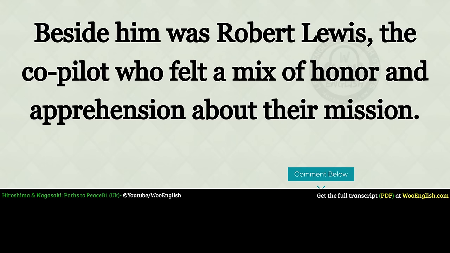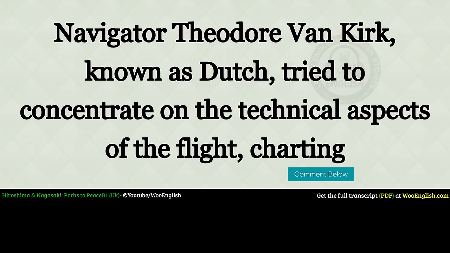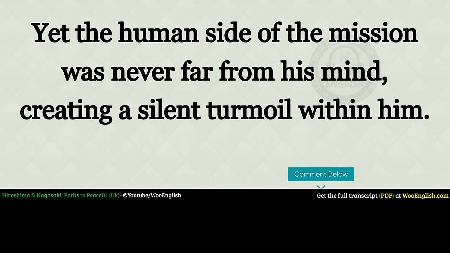Beside him was Robert Lewis, the co-pilot who felt a mix of honor and apprehension about their mission. He had joined the army to serve his country, but the reality of dropping such a powerful bomb weighed heavily on his heart. Navigator Theodore Van Kirk, known as Dutch, tried to concentrate on the technical aspects of the flight, charting their course with precision. Yet the human side of the mission was never far from his mind, creating a silent turmoil within him.